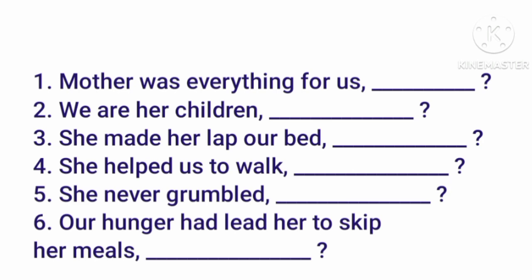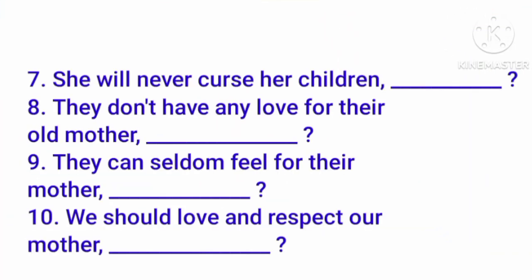Fifth is a negative sentence, so the positive auxiliary for grumbled is did, so it is did she. Sixth is a positive sentence, so the negative auxiliary is hadn't, and the pronoun for our hunger is it, so the tag is hadn't it. Here again pause the video and write the tags for these sentences.